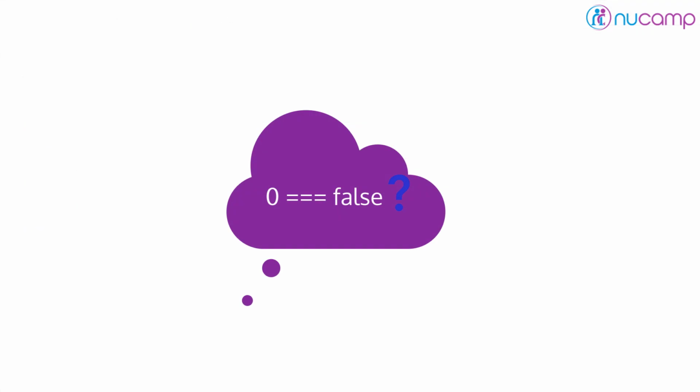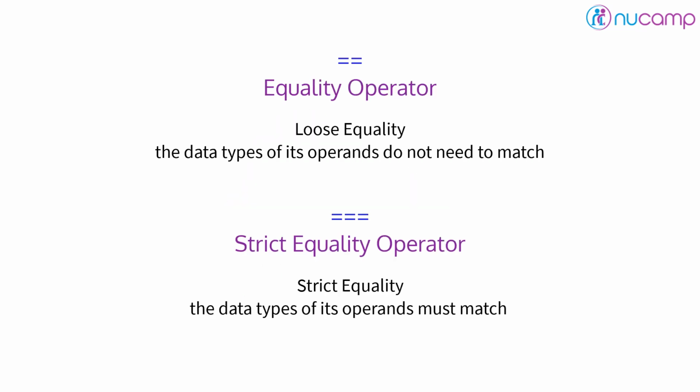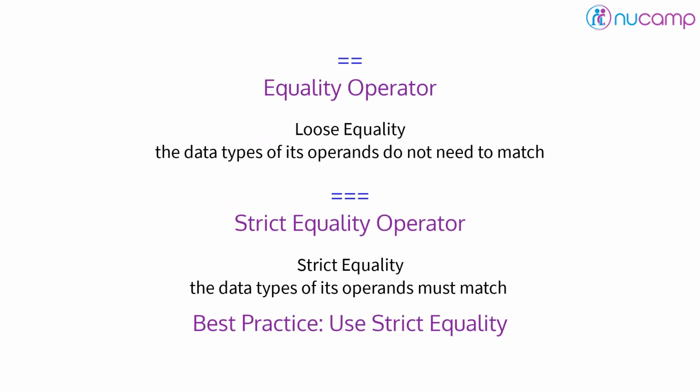What about 0 triple equals false? Pause and try it for yourself in your console. Keep in mind that it's considered best practice to always use the triple equals, the strict equality operator, unless there's a good reason to otherwise.